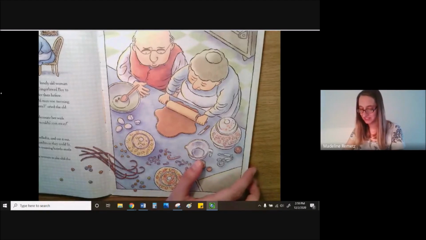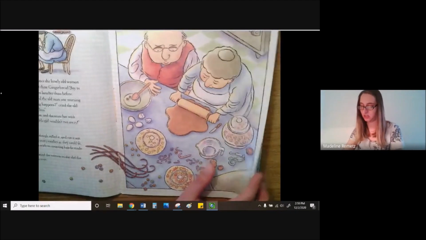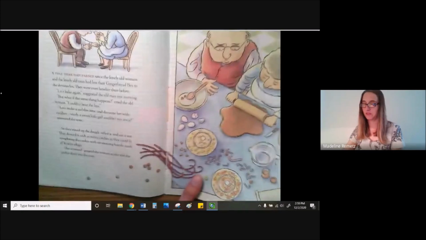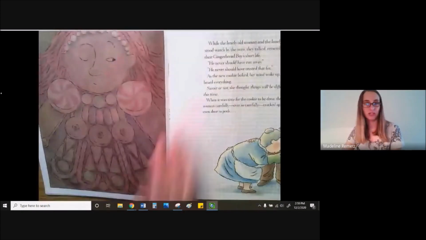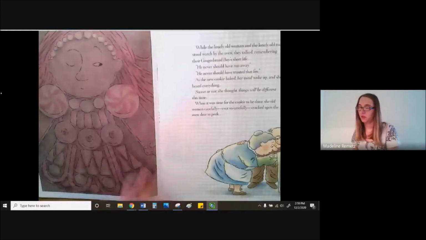"She is sweet," gasped the woman as she slid the cookie sheet into the oven. Oh, she's a sweet girl. Here she is in the oven sleeping. Oh, she's opening her eyes. She's magic.